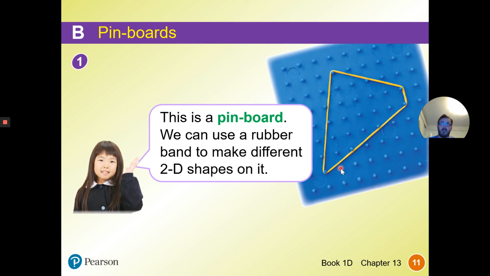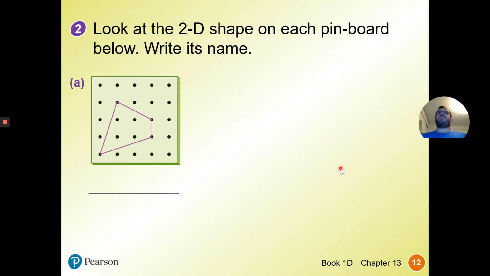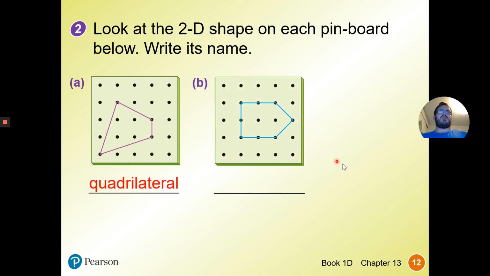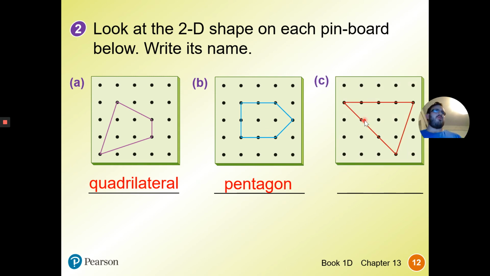Okay, this is a pin board. I'm sure you used these at kindergarten in your interview for P1. I'm sure you've all seen this before. This is a pin board and we can use rubber bands to make 2D shapes on it. Very cool. Look at the 2D shape and write what its name is. How many sides has it got? 1, 2, 3, 4. It should be a quadrilateral. This one's got 1, 2, 3, 4, 5. It's a pentagon. And remember, we can always draw on our screen to mark how many sides it has. So this one is a triangle.